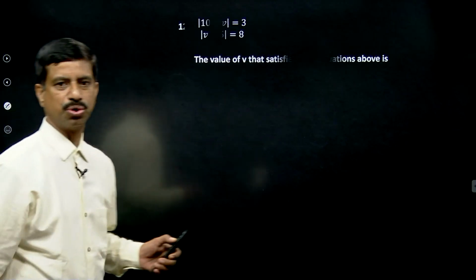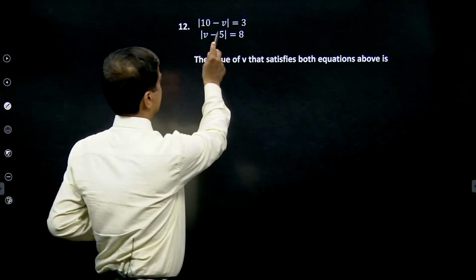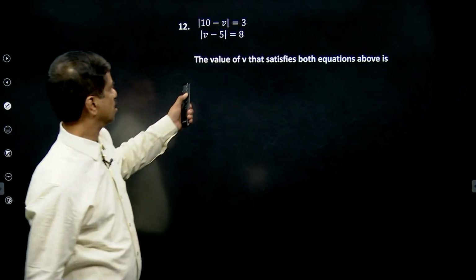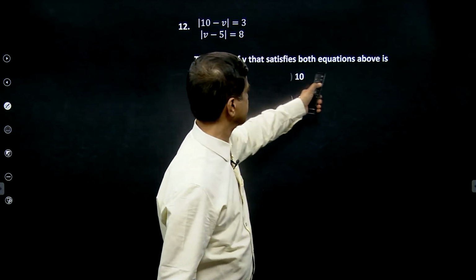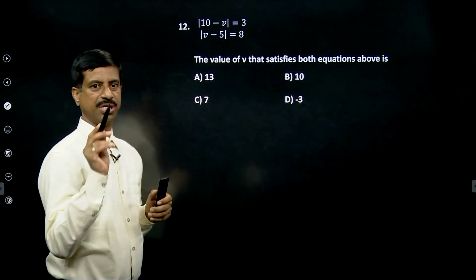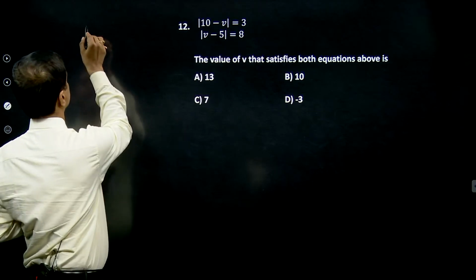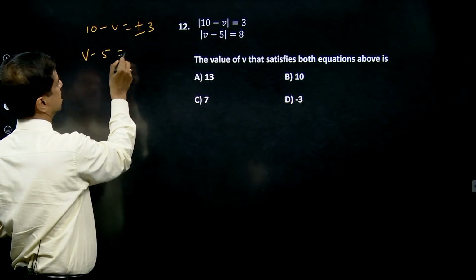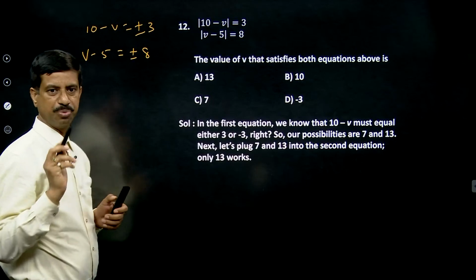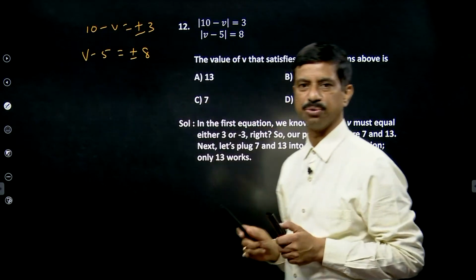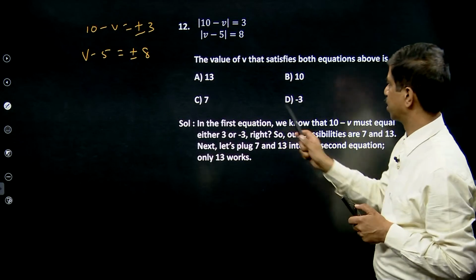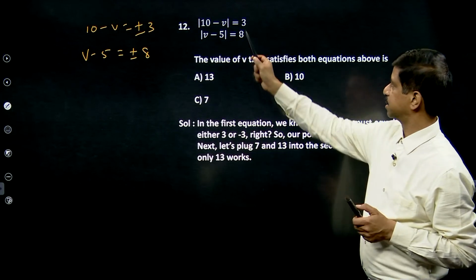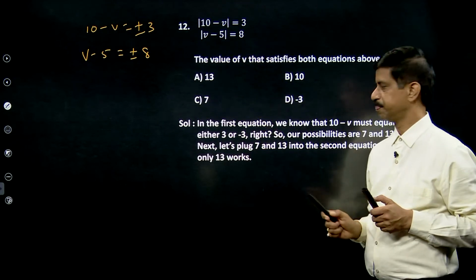Right, children? So let's go to the next question. Mod of 10 minus v equal to 3, mod of v minus 5 equal to 8. So find the values of v that satisfy both equations above. Children, if you eliminate mod, 10 minus v equal to plus or minus 3, v minus 5 equal to plus or minus 8. So whenever we remove absolute form, we should write both the negative as well as positive. In the first equation, we know that 10 minus v must be equal to 3 or minus 3.